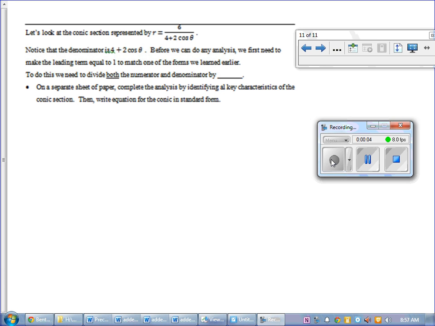So in this last problem, we're going to do this one more time. We have a conic section represented by the equation r equals 6 over 4 plus 2 cosine theta. And we are going to look at all of its key characteristics and write its equation in standard form using x and y. The textbook does an example that's really similar to this on page 990 of your text if you want to follow along and see another example in your book. Check out page 990.